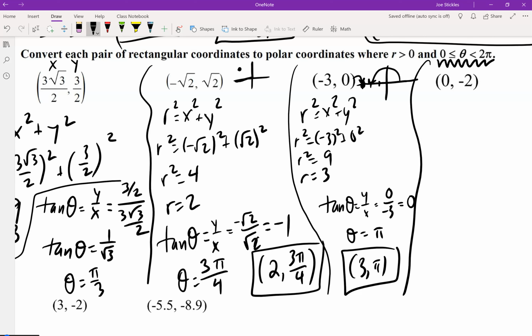Only 3 more to go here. We'll get there. Again, r is not the hard part of these problems.